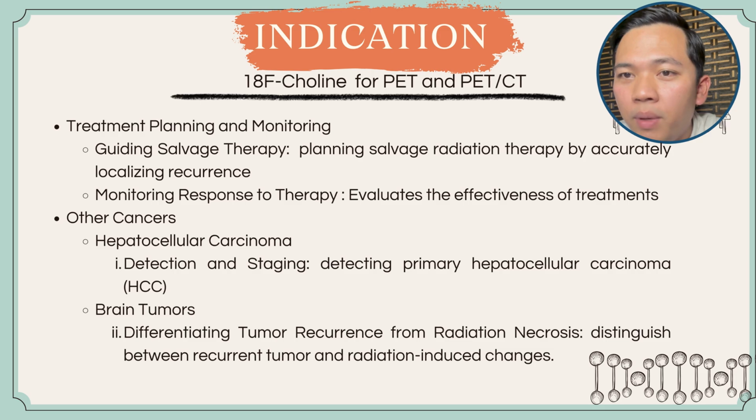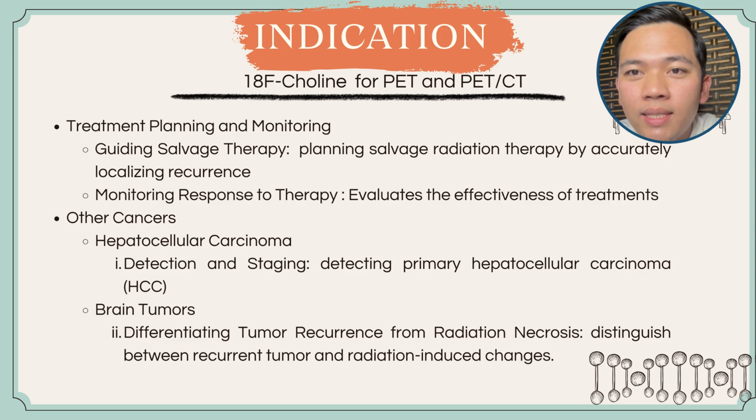Next is applications in other cancers: brain tumor. Differentiating tumor recurrence from radiation necrosis. In patients with gliomas or other brain tumors, distinguishing between recurrent tumor and radiation-induced changes is challenging but crucial. 18F Choline PET CT can help differentiate between these conditions, providing essential information for appropriate treatment planning.